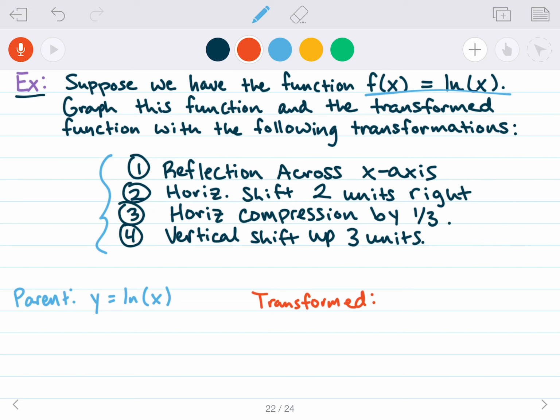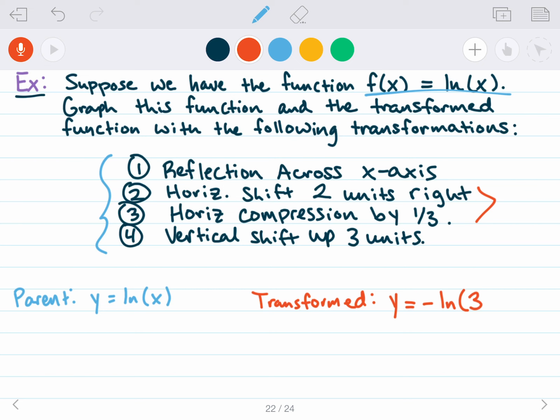So we don't have an a value. We don't have a vertical compression. We do have a reflection across the x-axis. So what we're going to have here is y equals -ln. And then what's my argument going to look like? Well, my argument is affected by the horizontal shift and the horizontal compression. Well, the horizontal compression by 1/3 means that the coefficient b is going to be 3, right? It's the reciprocal. It's always opposite of what you think.